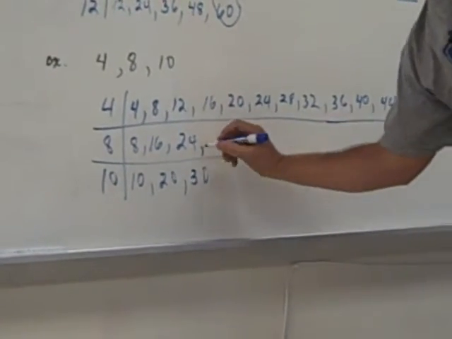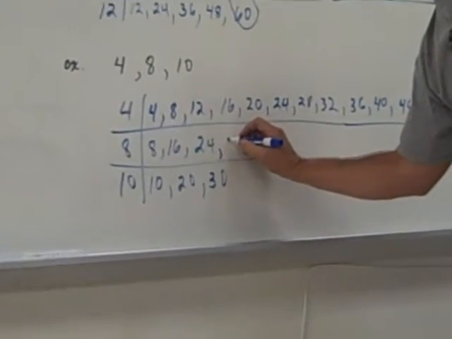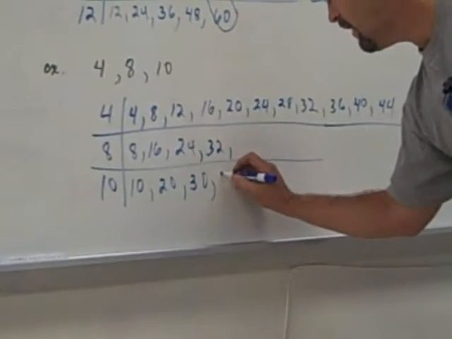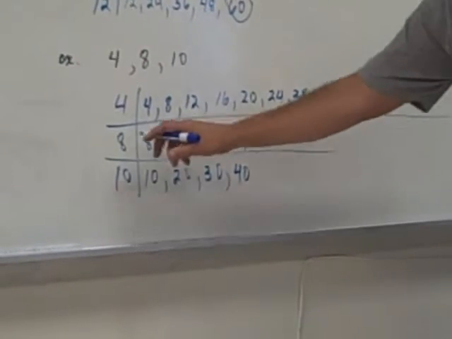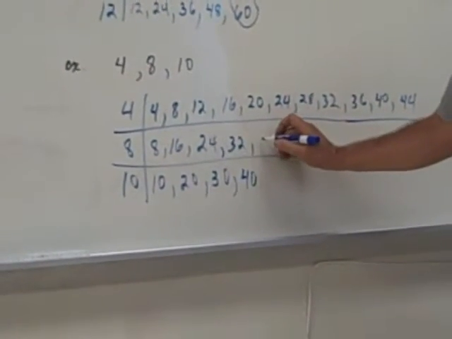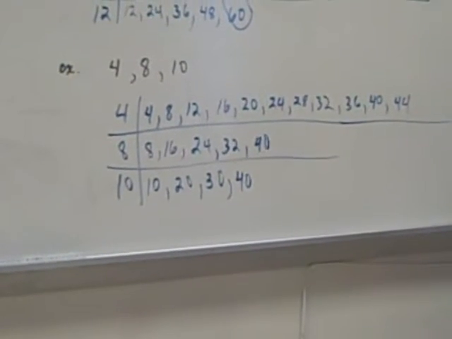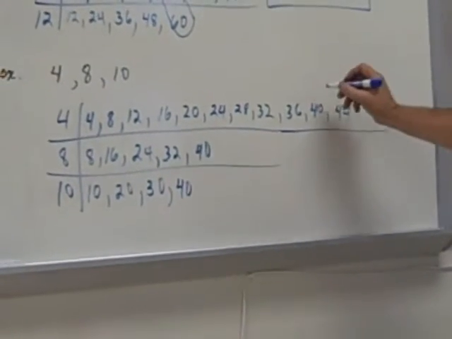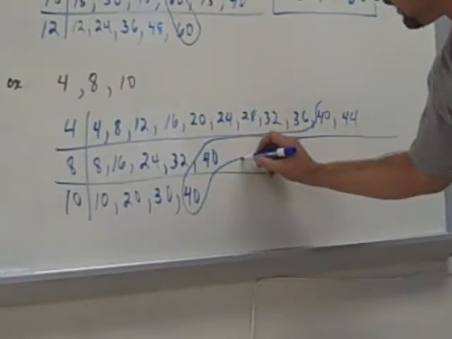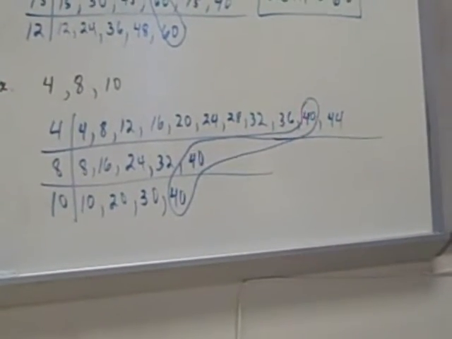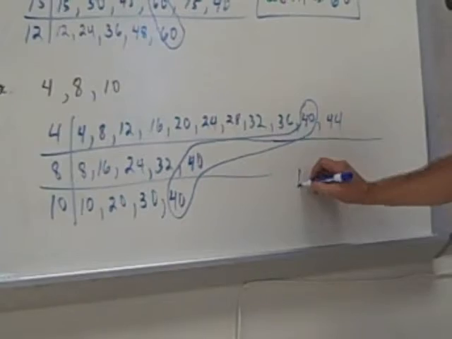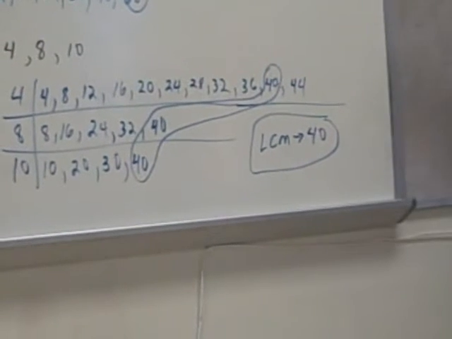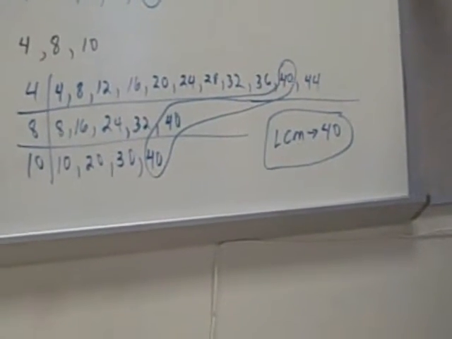Here we go. 8 times 3 is 24. 8 times 4, 32. Oh, I got 32 and 32. 10 times 4. Oh, no. I've got to keep going now. 8 times 5, 40. Got it. We're good. Ding, ding, ding, right? Look here: 40, 40, and 40. The first one that's in all 3. So the LCM is 40. Did that curveball trick you? No. You knocked it out of the park, didn't you?